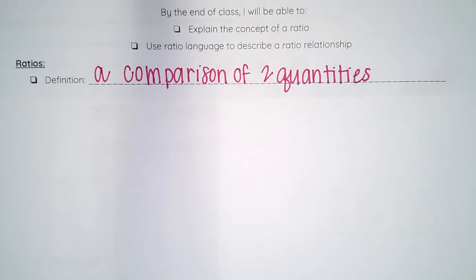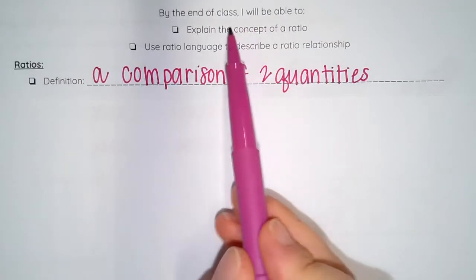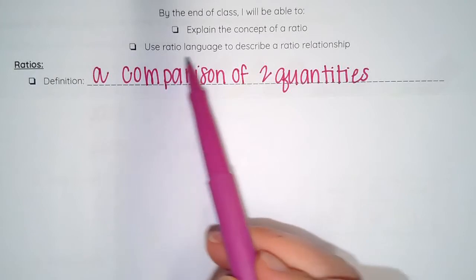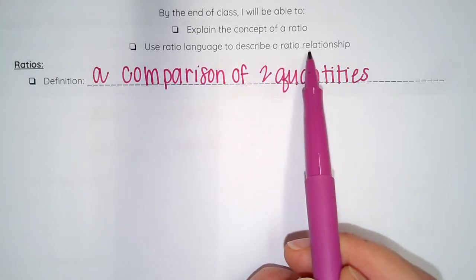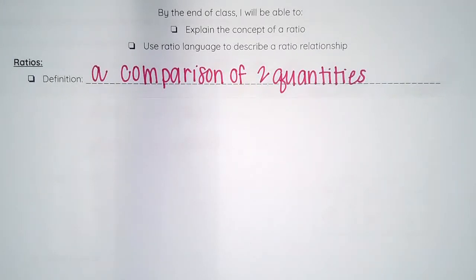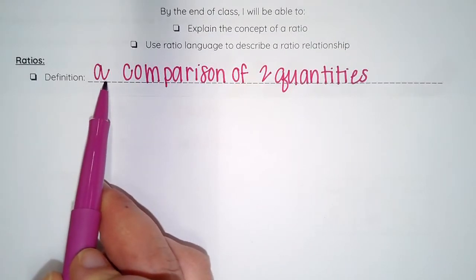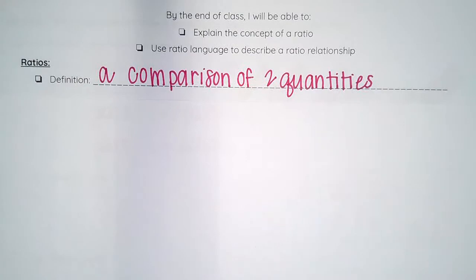Today we are going to review ratios. By the end of class, you are going to be able to explain the concept of a ratio and use ratio language to describe ratio relationships. To review, a ratio is a comparison of two quantities.